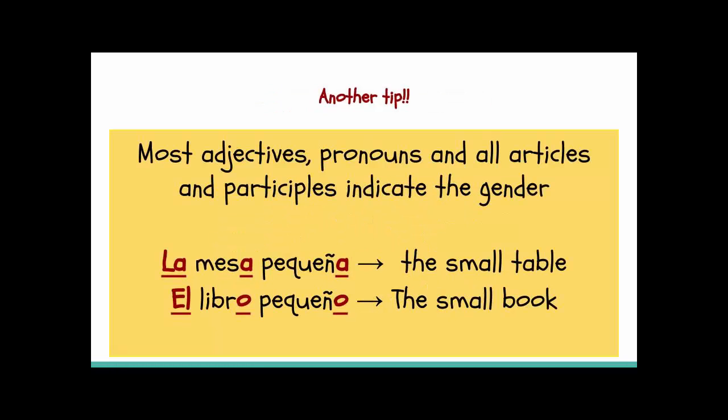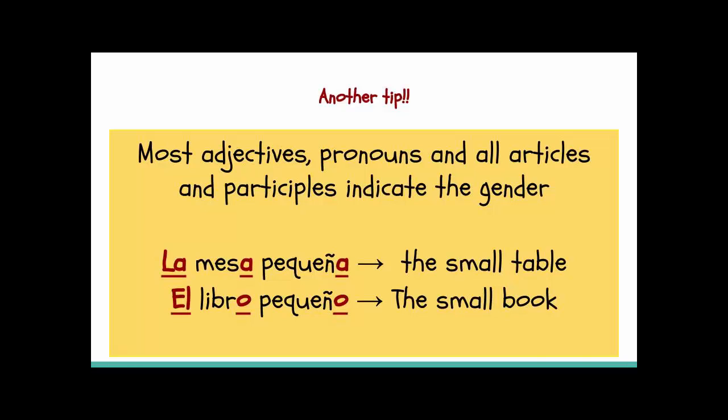Also, most adjectives and pronouns and all articles and participles indicate the gender of the noun they reference or modify. In the sentence, la mesa pequeña, the small table, we must use words according to the gender of the noun. The noun mesa, table, is feminine in Spanish. Therefore, the article must be feminine too. So, la instead of el is required. The adjective pequeña has to agree with the noun as well. Pequeña is a feminine adjective.